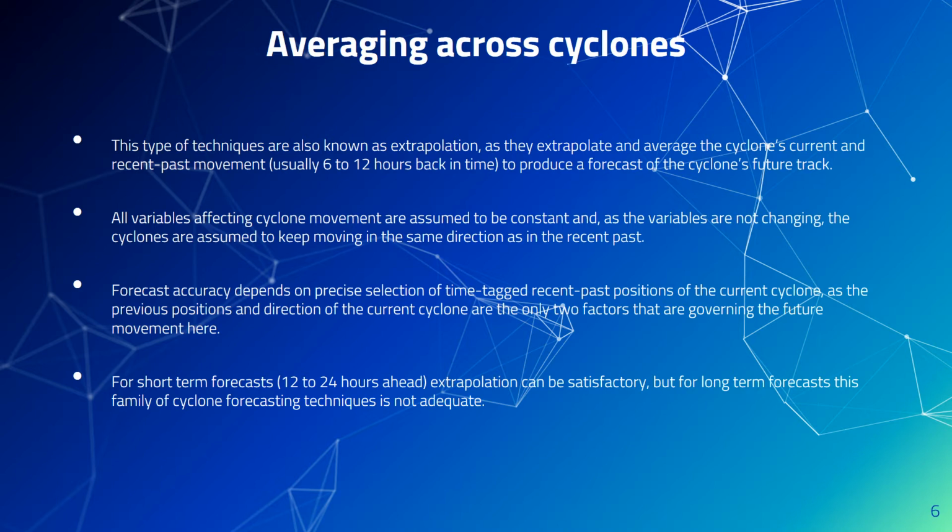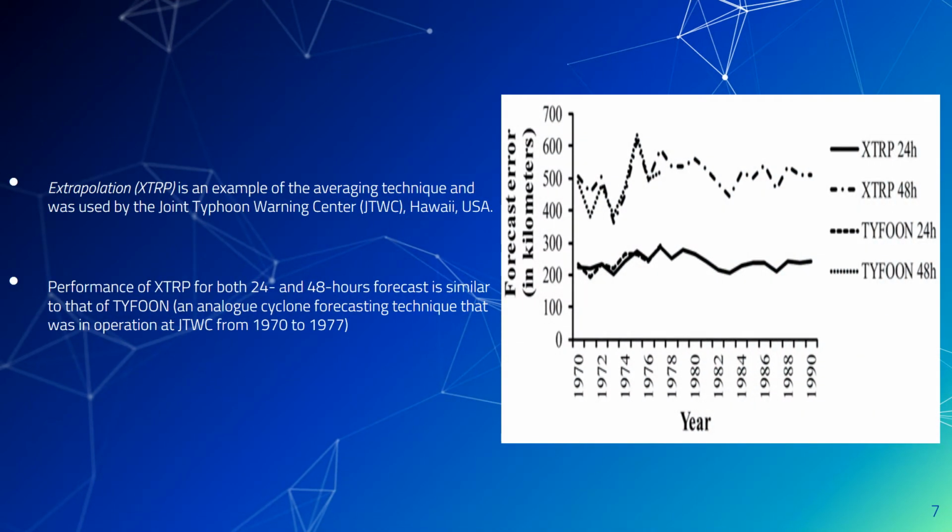For short-term forecast, 12 to 24 hours ahead, extrapolation can be satisfactory, but for long-term forecast, this family of cyclone forecasting techniques is not adequate. Extrapolation is an example of the averaging technique and was used by the Joint Typhoon Warning Center, USA. Performance of XTRP for both 24 and 48 hours forecast is similar to that of typhoon, and here you can see the diagram or the graph showing the forecast error.